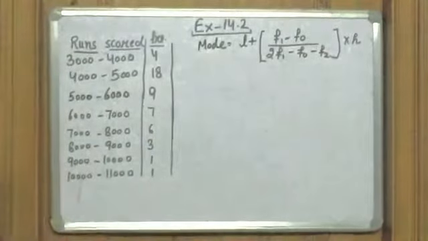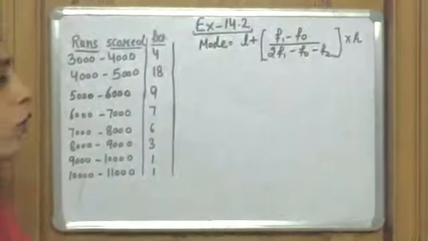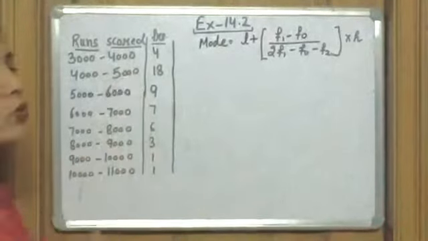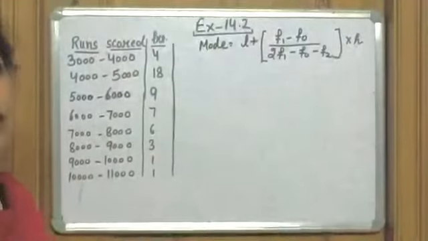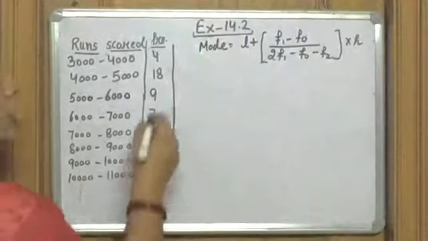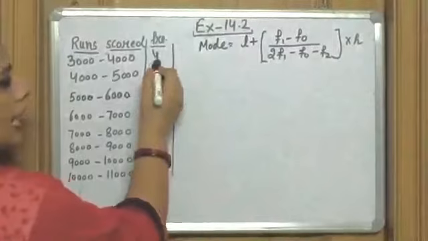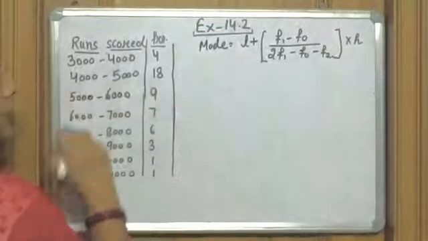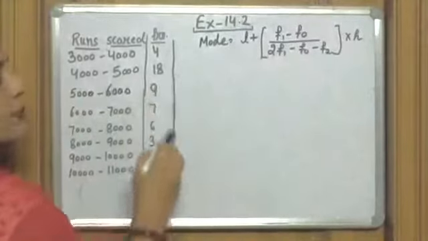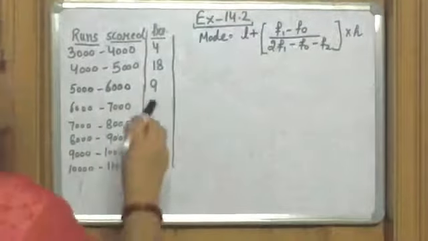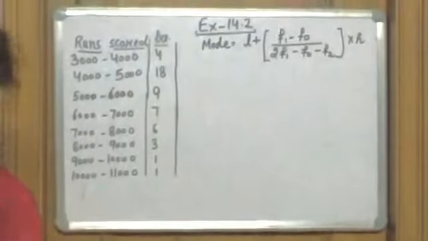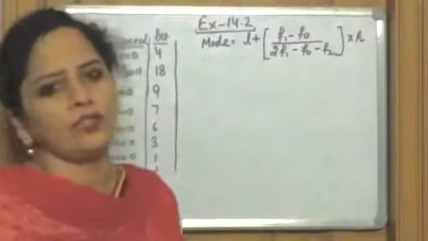In the question, you are given data of a number of batsmen. This is the runs scored by batsmen in different matches. That means 4 batsmen have their run score between 3000 and 4000. 18 batsmen have their run score between 4000 and 5000. So this is the data. You have to find the mode of this data.